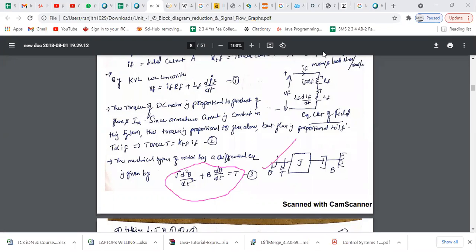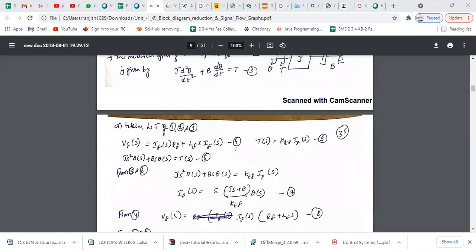So how many equations are we having? Number 1, number 2, number 3. We don't have a fourth equation because there is no back EMF. Right? So apply Laplace transform, and convert the equations into algebraic equations. Is it clear, all of you? Apply Laplace transform to these three equations.